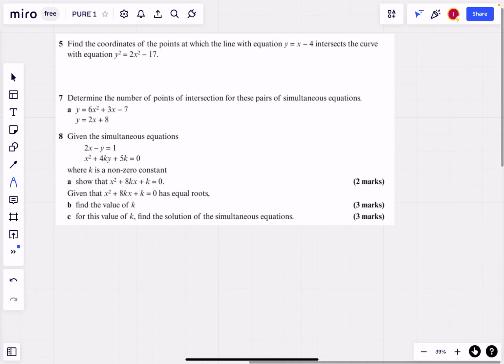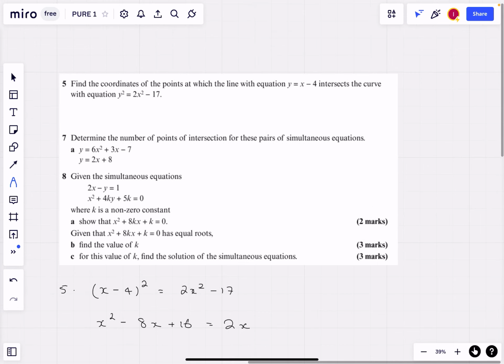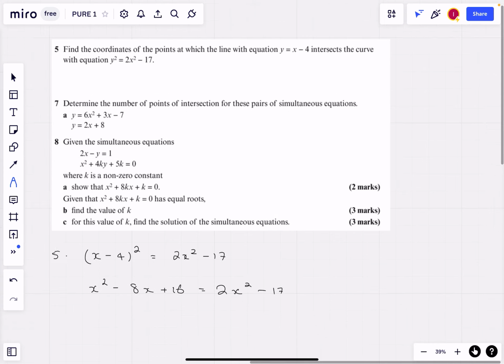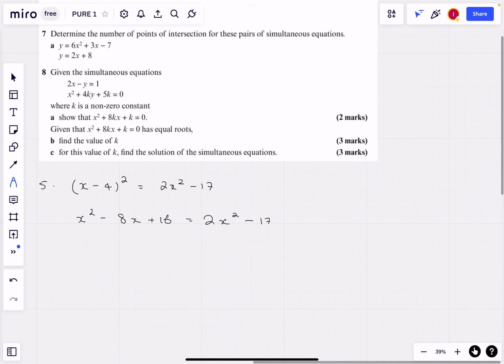So I'll do that underneath here. x minus 4 all squared is equal to 2x squared minus 17. When you expand, you get this. And then when you move everything to one side, you get that.